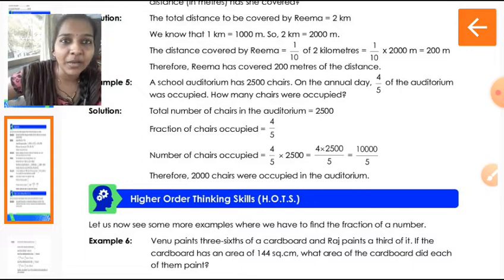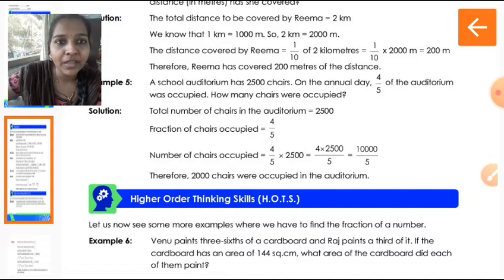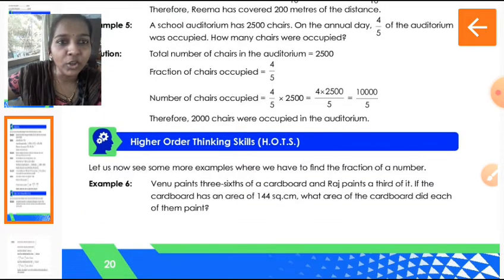Now we are moving to another question, children. So the question is, Venu paints 3/6 of a cardboard and Raj paints a third of it. If the cardboard has an area of 144 square centimeter, what area of the cardboard did each of them paint? We'll read it once again. Venu paints 3/6 of a cardboard and Raj paints a third. A third means 1 by 3, right? And 3/6 is 3 by 6. If cardboard has the area 144.